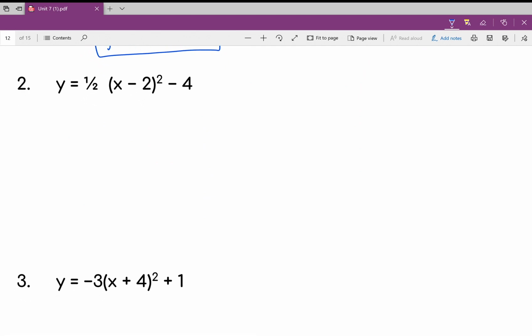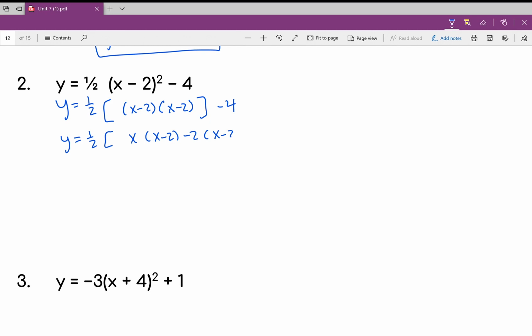Okay, let's look at example 2. Remember, first we're going to write our parentheses 2 times. So y equals 1/2 (x minus 2)(x minus 2), close brackets, minus 4. Then I do double distribution, so I have y equals 1/2 x(x minus 2) minus 2(x minus 2). Remember, double distribution, we take the first term times the second parentheses, then the second term times the second parentheses. If you don't remember how to do double distribution, you need to look back at your notes.